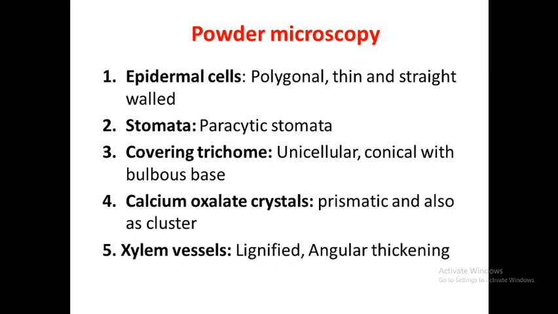The powder microscopy shows the polygonal epidermal cells, then paracytic stomata, the unicellular covering trichomes with conical end and bulbous base. The prismatic calcium oxalate crystals are basically the microscopic characteristic of senna, but it also contains clusters. Then lignified and angular thickening xylem vessels are also there in senna.